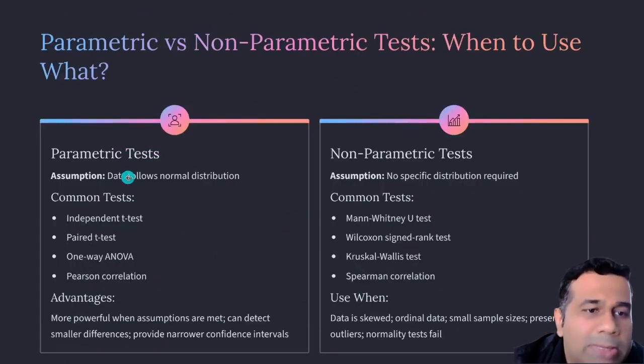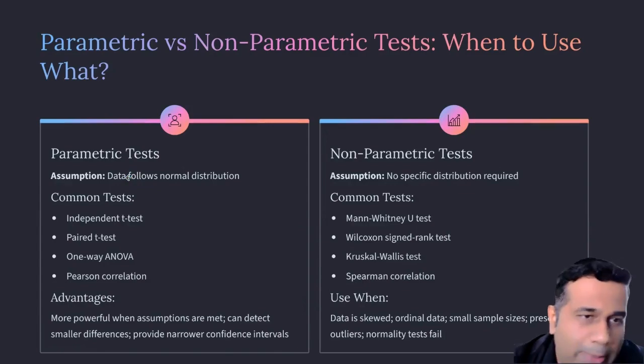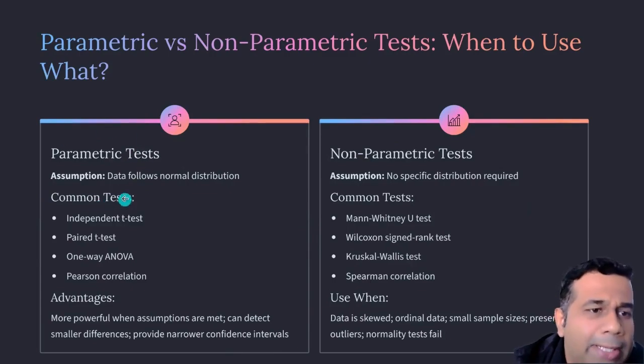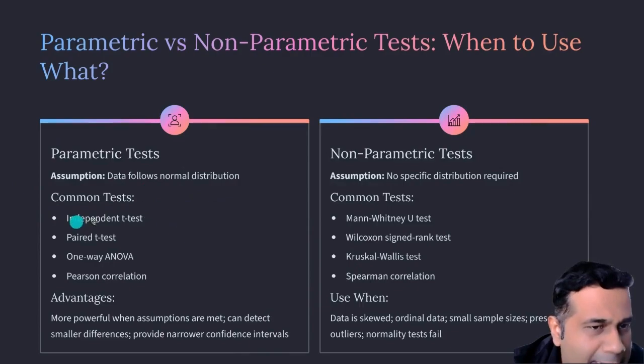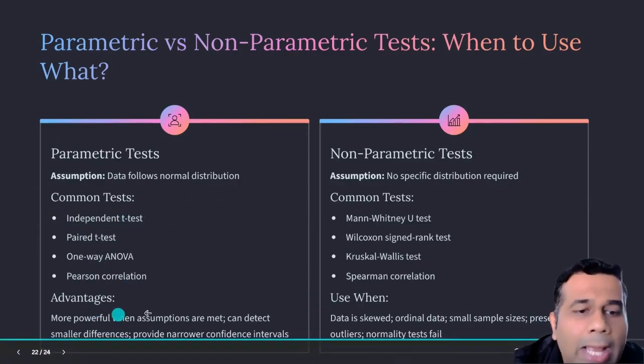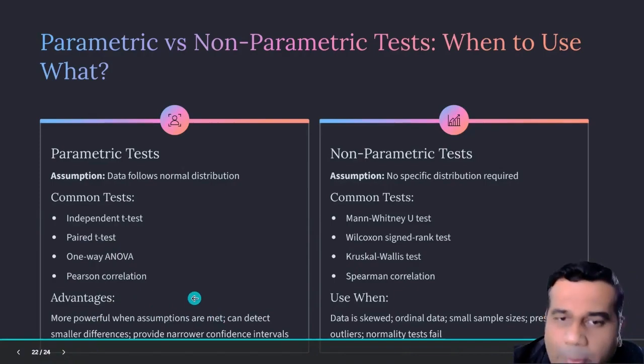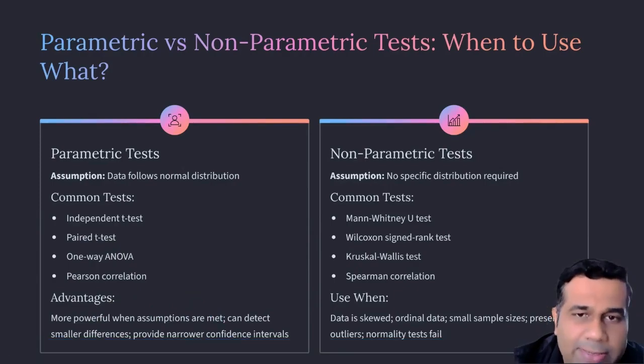Now comes the comparison between parametric and non-parametric. Parametric is an F1 car, non-parametric is an off-road vehicle. In parametric tests, we do it for normally distributed data. The common ones are independent t-test, paired t-test, one-way ANOVA, Pearson correlation. And as I mentioned, these are more powerful when the assumptions are met, and highly precise.